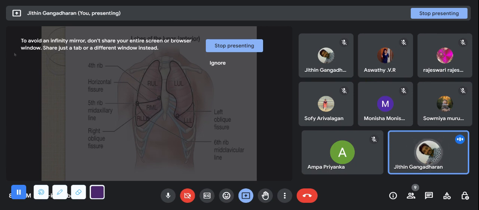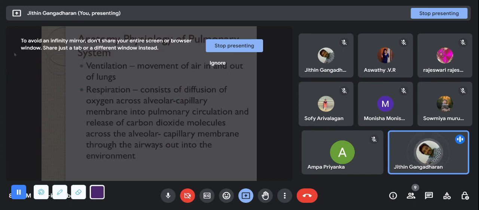So, the lobes of the lungs: there are three lobes in the right lung and two lobes in the left lung. The right lung is divided into three portions, and the left lung is divided into two portions. In the right lung, we have the horizontal fissure and the oblique fissure. And in the left lung, we have just an oblique fissure. That is what divides the lungs into parts.